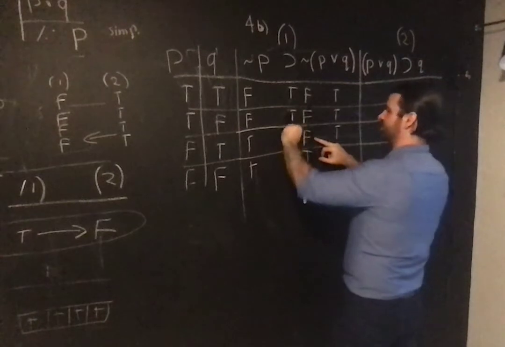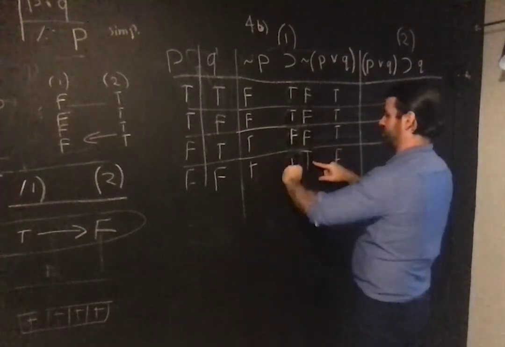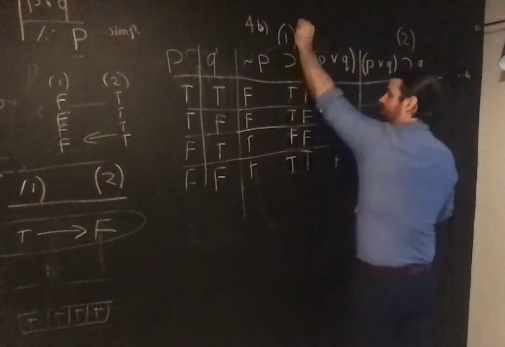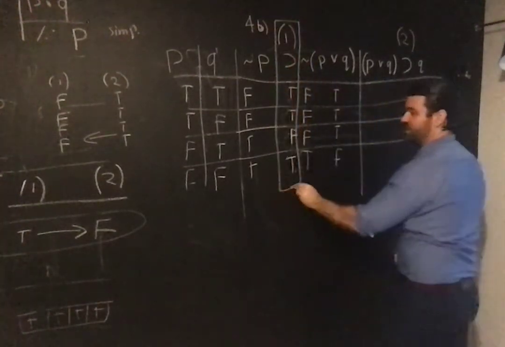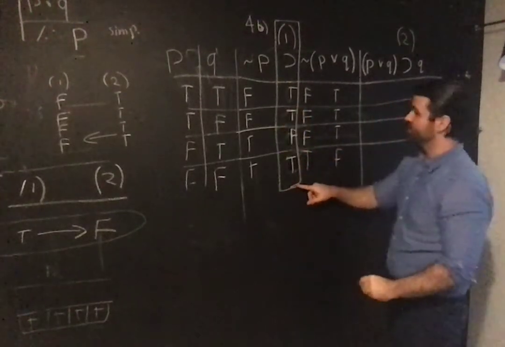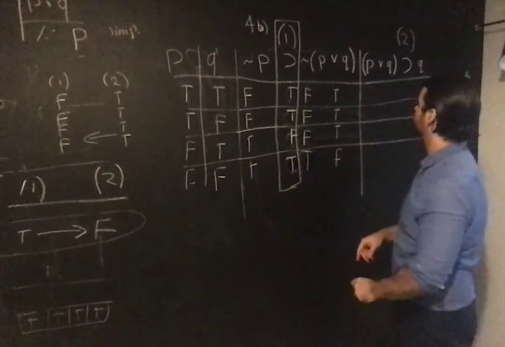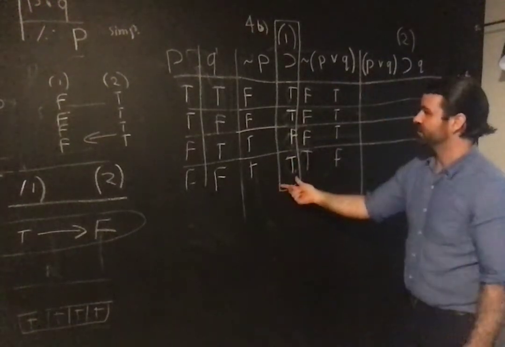False hook false is true. True hook false is false. That one's false. True hook false is false. True hook true is true. Okay, so let me, right, maybe you want to do that in a different color pen. True, true, false, true. That's what I got. Okay, so that's my table for that.